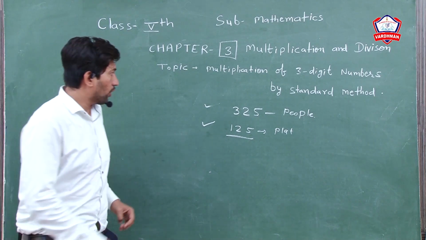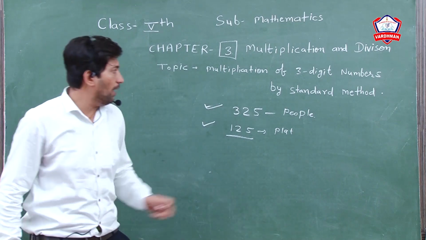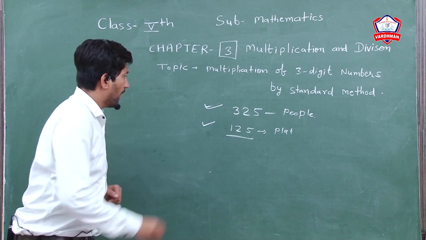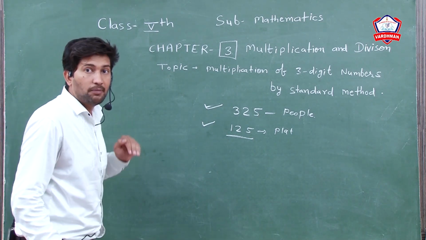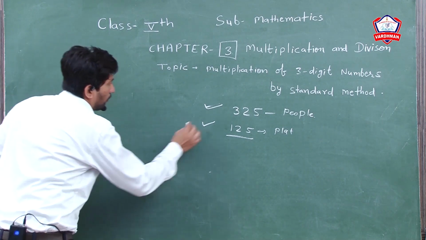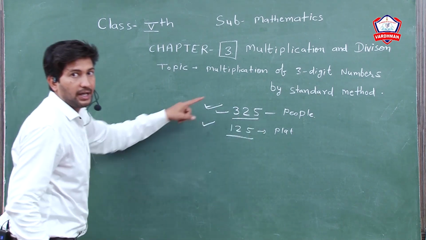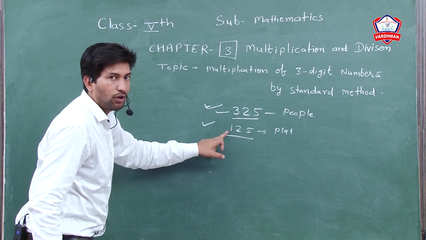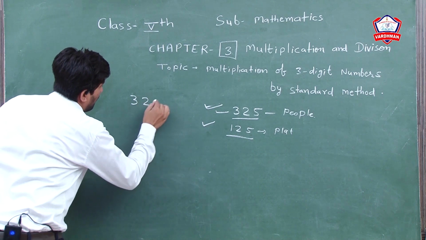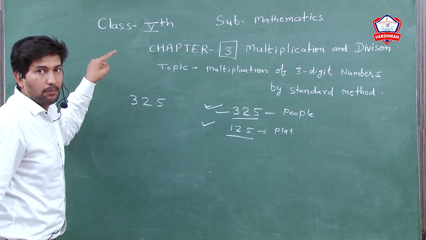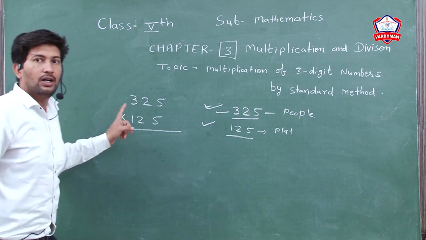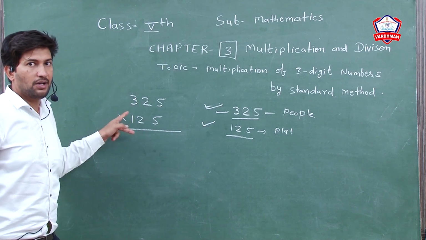Okay, now your count is 325 people, and you already know that the cost of one plate is 125. Now what will we do to count how much money you earned? You can see that the greater number is 325 and the smaller number is 125. 325 is in the upper part of the multiplication, and then 125 is in the lower part of the multiplication. This is your standard method.